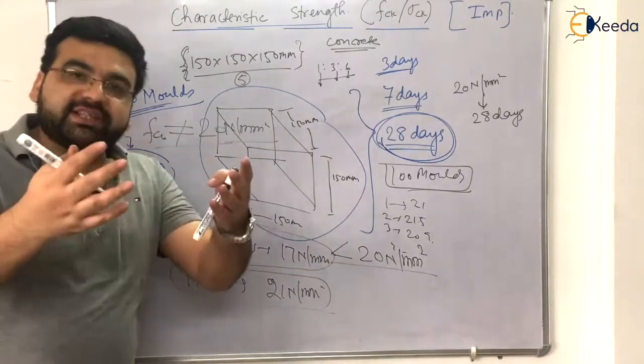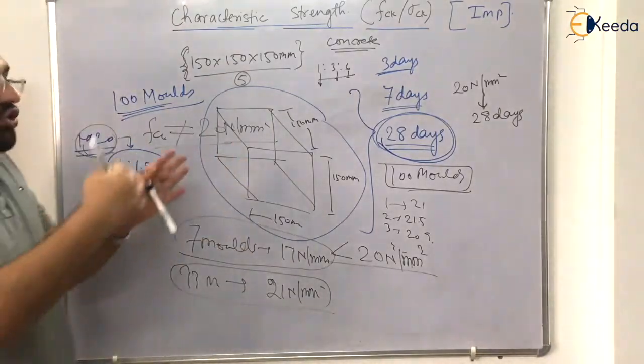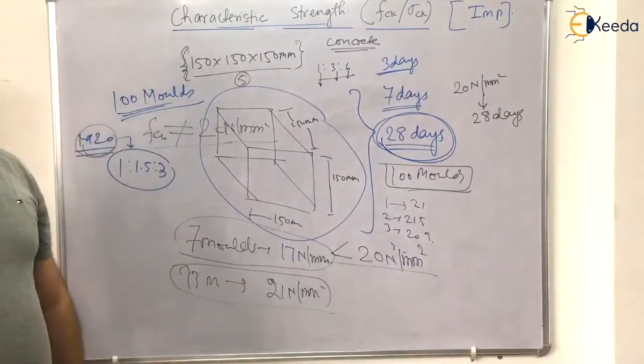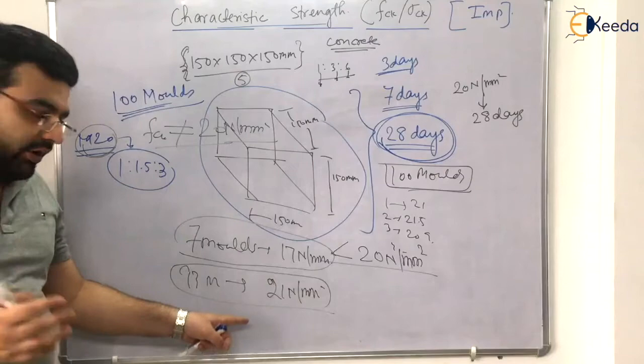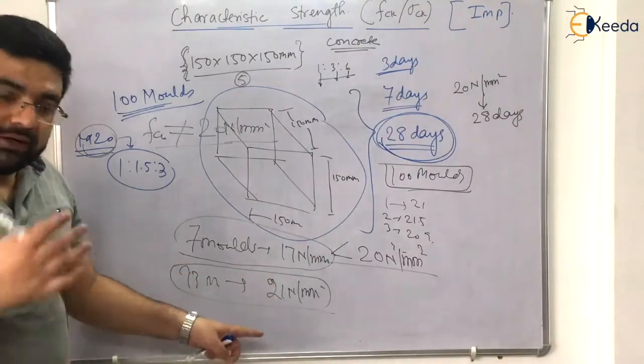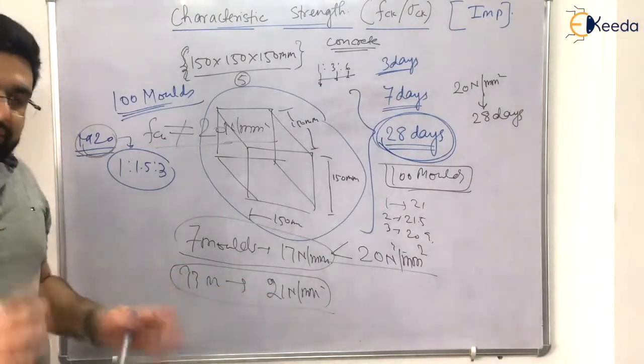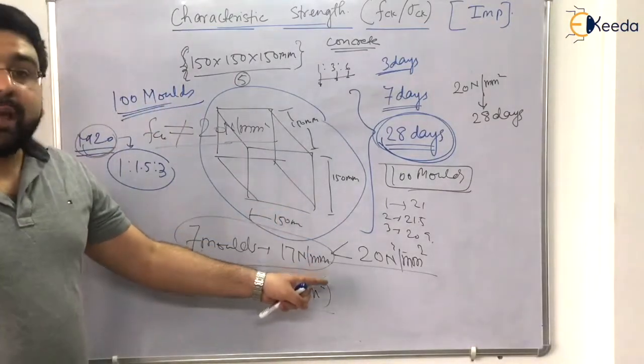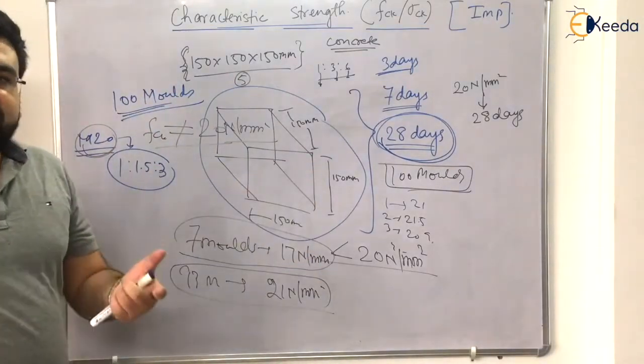They are asking the concepts, okay? So the concept is, out of 100 specimens, a maximum of 5 specimens can fail. If it is 4, well and good. If it is 3, much better, right? If it is 2, best, right? Something like that. But not more than 5% of the samples should fail the test. That is the characteristic strength.